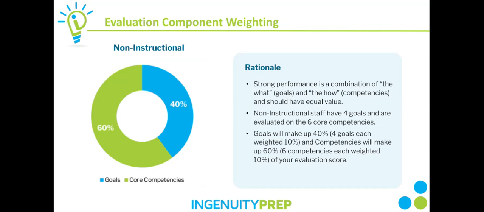Now that you've seen the components of the evaluation system, let's look at how they're weighted to determine a final score. For non-instructional staff, the final score is made up of a goal score and a competency score. Goals are worth 40% of the final score, and core competencies are worth 60% of the final score. Since non-instructional staff have 4 goals and are scored on 6 competencies, each individual goal and each individual core competency is worth 10% of their overall score.